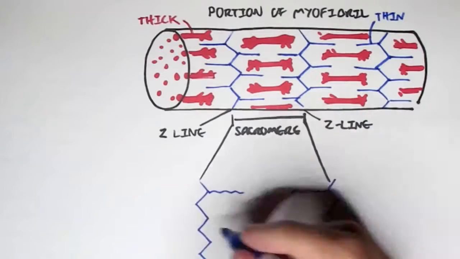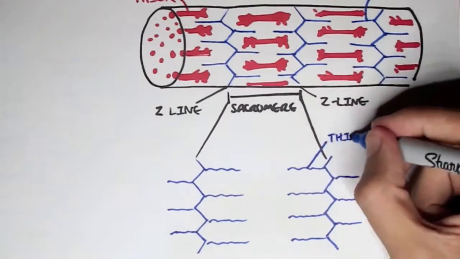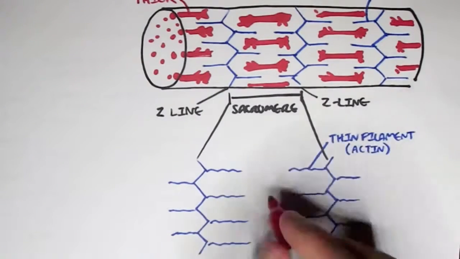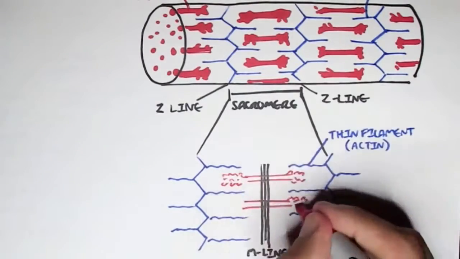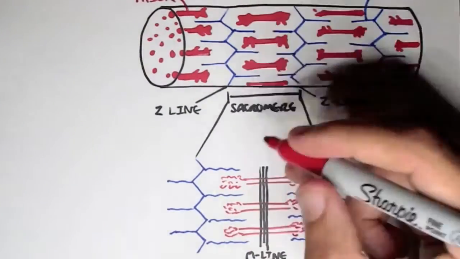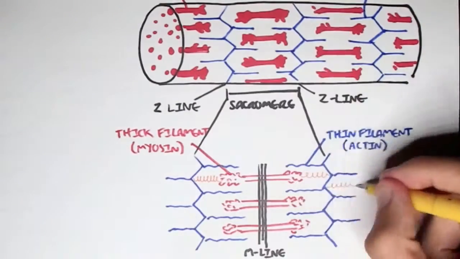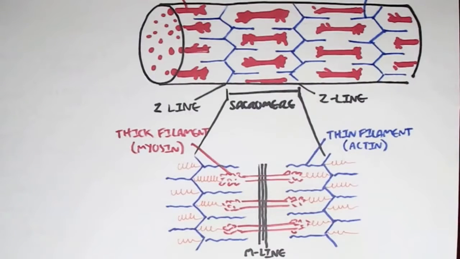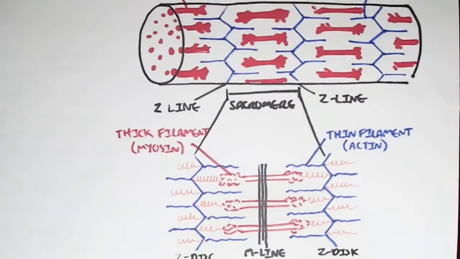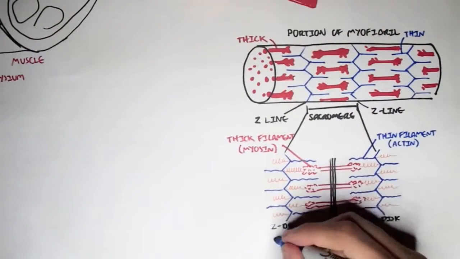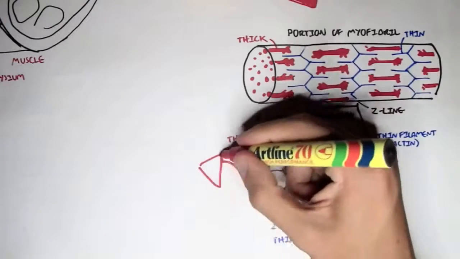If we zoom into this one sarcomere, here we have the thin filaments made up of actin, and in the center of the sarcomere we have what's called the M-line. From the M-line in the center we have the thick filaments, which are made up of a protein called myosin. We have other internal structures here in orange, which we will look into later on. But remember, a sarcomere runs from one Z-disc or Z-line to another Z-line. This is a thin and thick filament structure, a sarcomere structure.